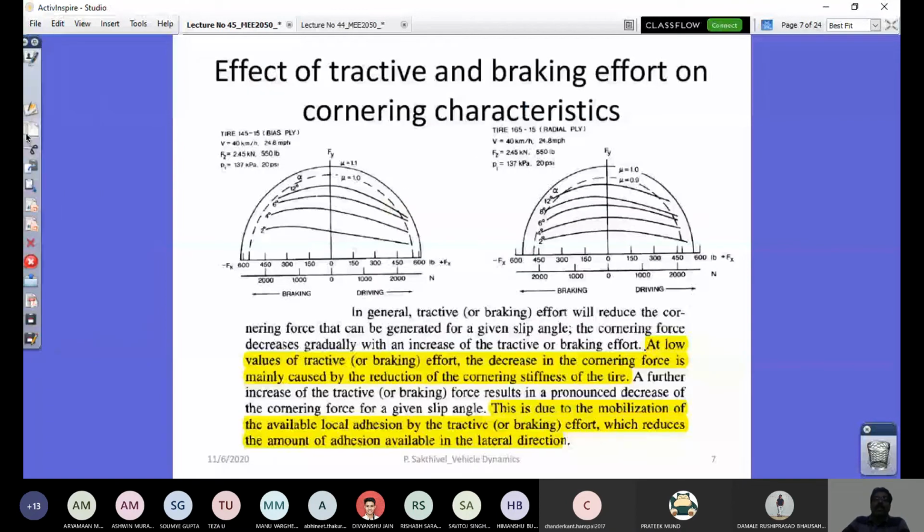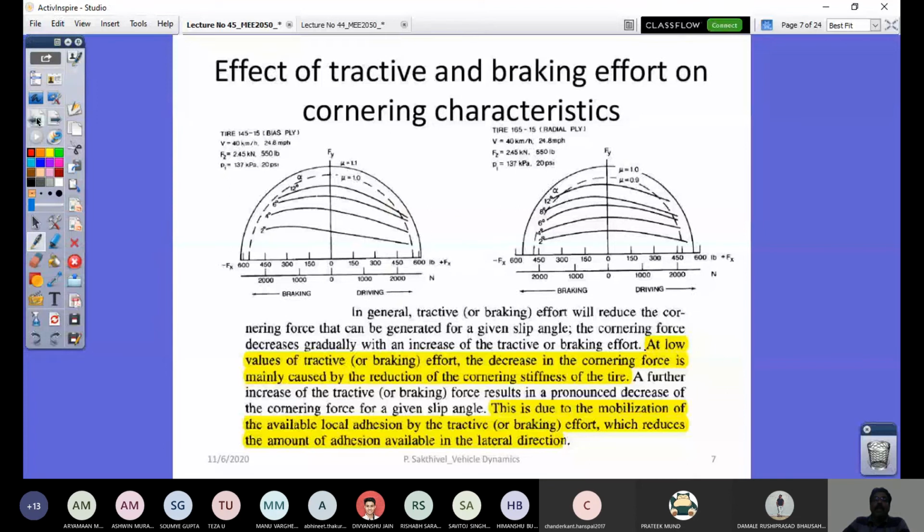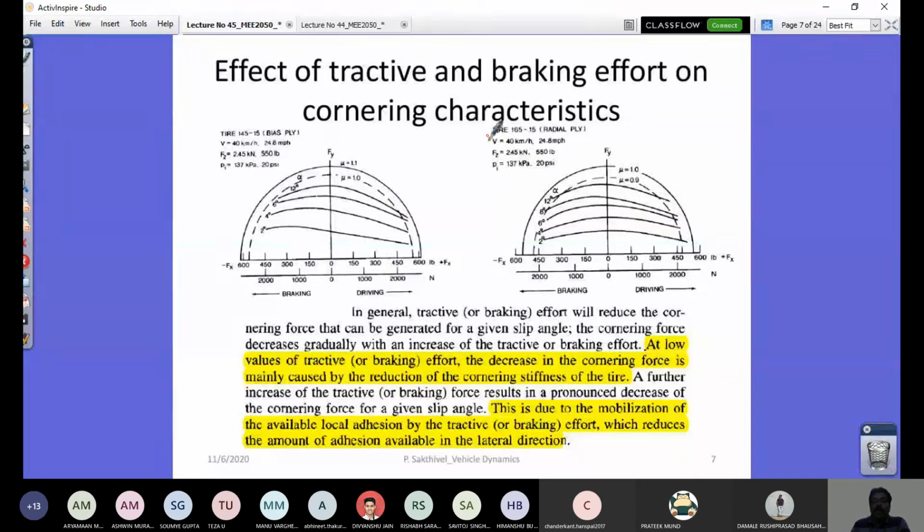the effect of tractive and braking effort on these cornering characteristics. We looked at them independently. Now we are going to look at their effect on cornering. That means, look at these two plots on the slide. One is for a bias ply tire and another one is for a radial ply tire. Let us look at this radial ply tire model. You see on the horizontal axis there is driving and there is braking. The force here in newtons, on the driving side, means tractive effort, and on this side it's braking effort. You know they act in opposite directions in the contact patch.